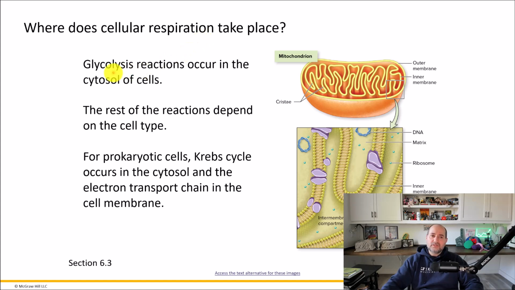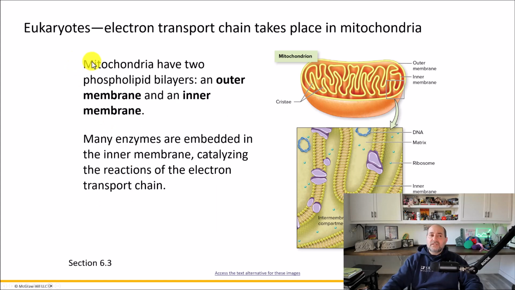Do you recall glycolysis occurs in the cytosol, the liquid portion of the cytoplasm outside of those mitochondria? The rest of the reactions occur in the mitochondria, if it's a eukaryote, all right? If it's a eukaryote, the rest of the reactions occur in the mitochondrion. But if it's a prokaryote, the rest of the reactions continue to occur in the cytosol, because remember, prokaryotes don't have mitochondria, right?